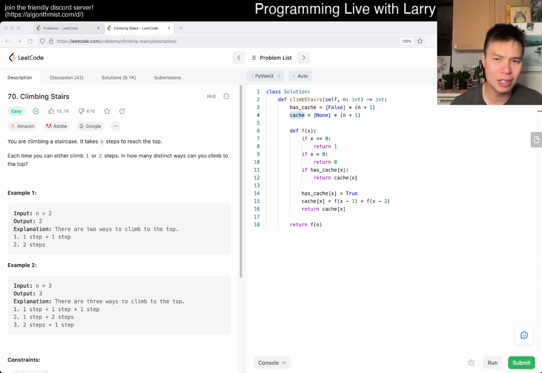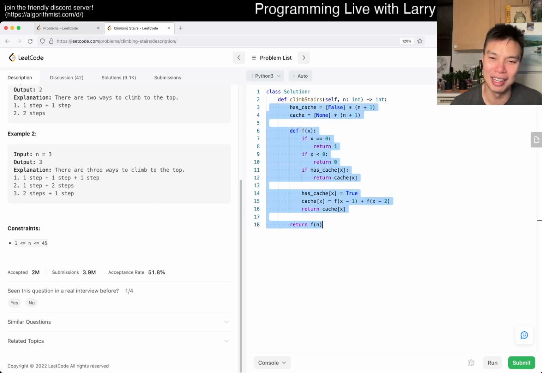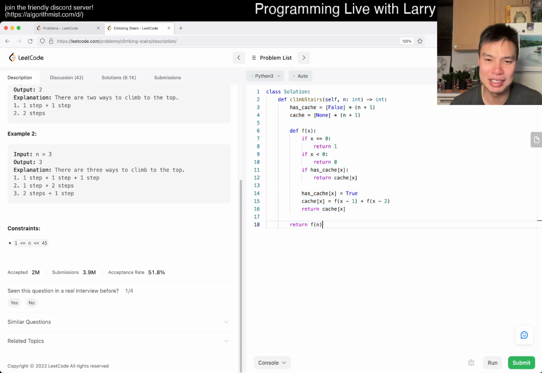But yeah, I don't really have much to say about this one. The other thing that you can do, because n is less than or equal to 45, is have an array of 45 or 46 elements and return the answer, because you already know the answer for all 46 elements. It's an O(1) solution, and it should fit in a readable number of lines.